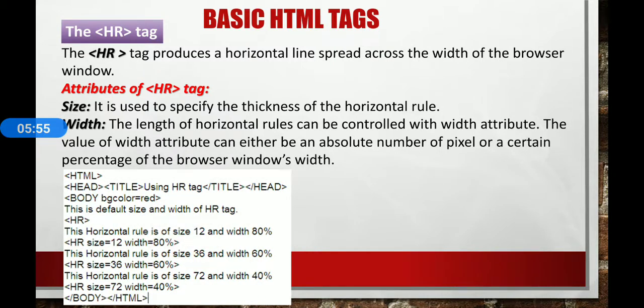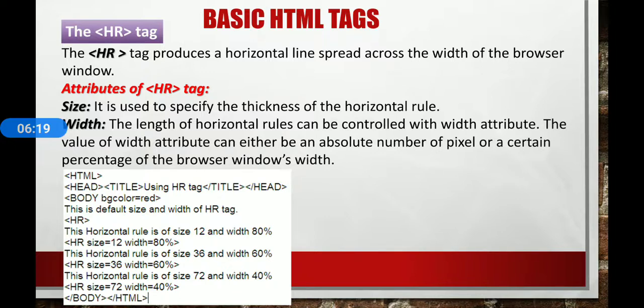Here is a program for size, using the size and width attributes of the HR tag. As you can see, we have used the size and width attributes with HR. You simply use HR to add a horizontal line across your document. The size attribute of HR is given a value in terms of pixels.